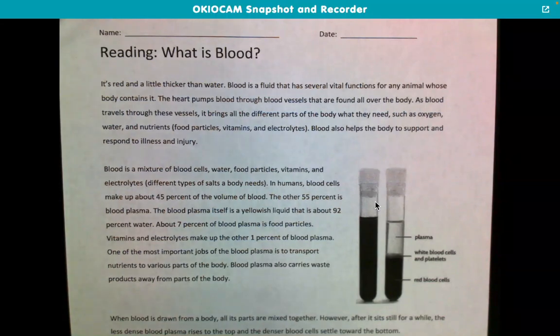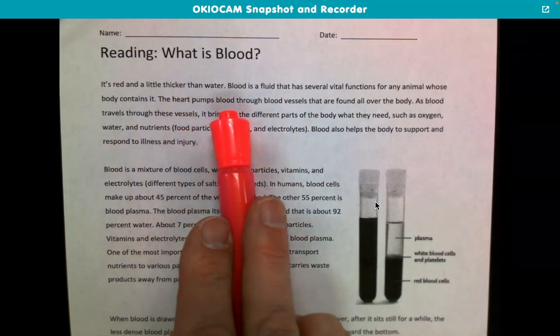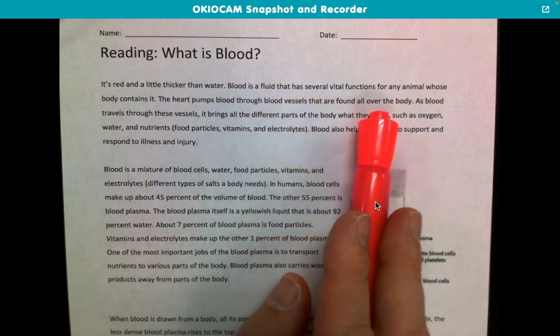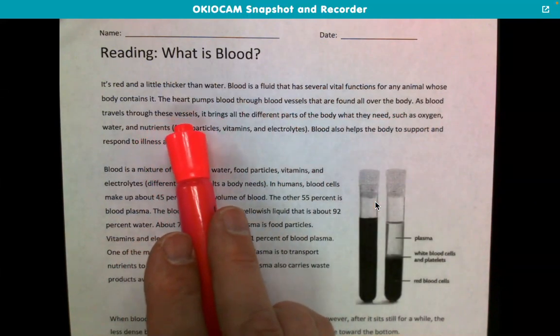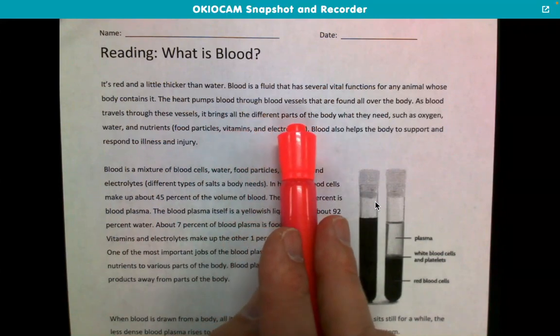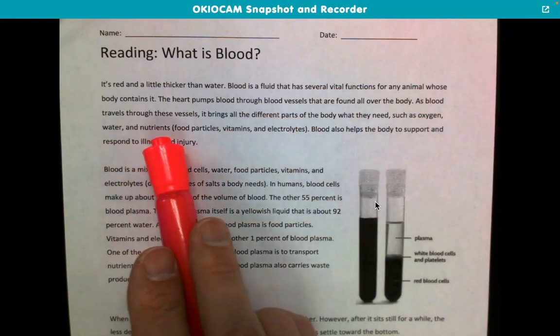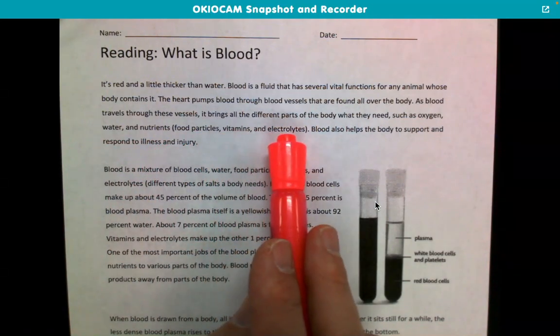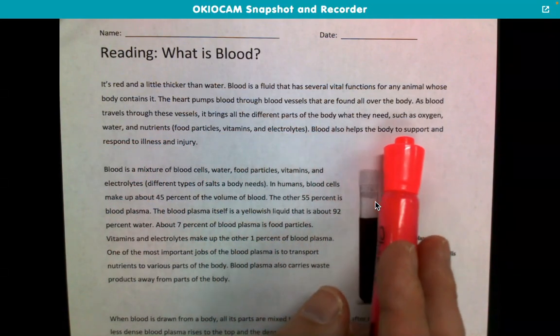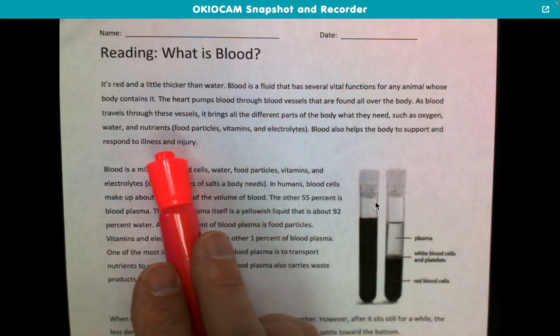So we start off with reading. What is blood? It's red and a little thicker than water. Blood is a fluid that has several vital functions for any animal whose body contains it. The heart pumps blood through blood vessels that are found all over the body. As blood travels through these vessels, it brings all the different parts of the body what they need, such as oxygen, water and nutrients, food particles, vitamins, and electrolytes. Blood also helps the body to support and respond to illness and injury.